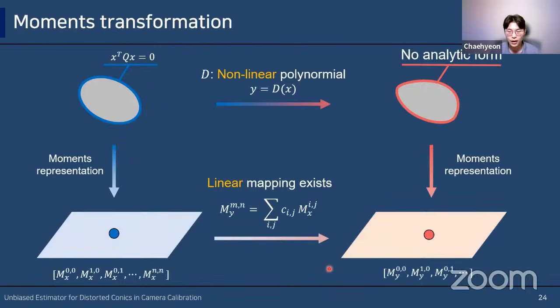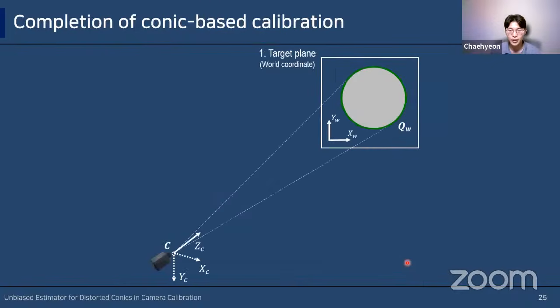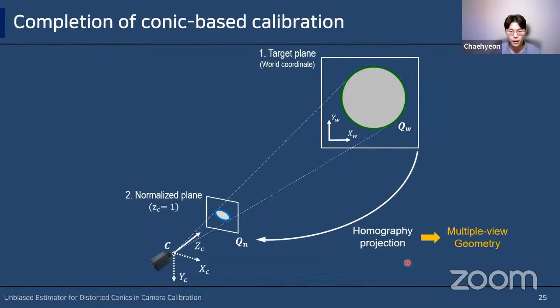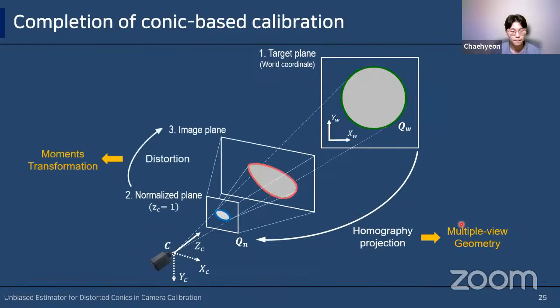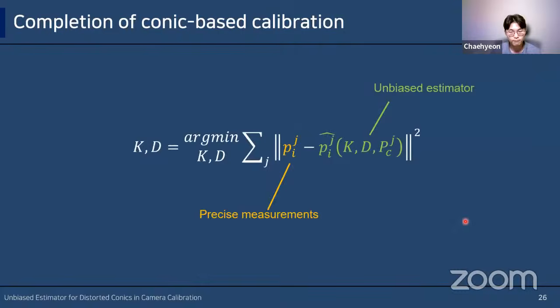This means that if we can calculate the high-order moments of the original ellipse in the normalized plane, we can obtain the moments of the distorted ellipse, such as the centroid. So this is the key contribution of our paper. Using this theory, we complete the unbiased projection model of circular patterns. Now we have found the missing piece, and the circular pattern has both precise measurement and an unbiased estimator. To combine these two factors, we complete the conic-based calibration with lens distortion.